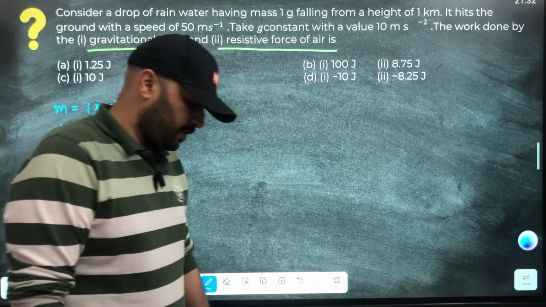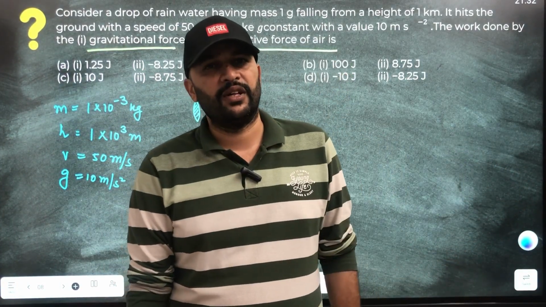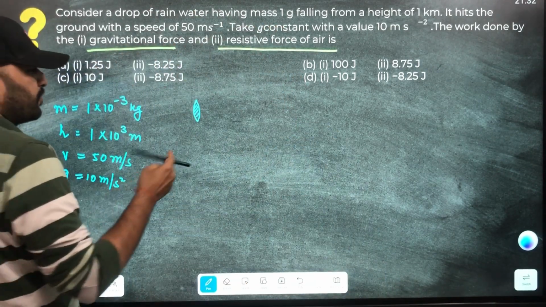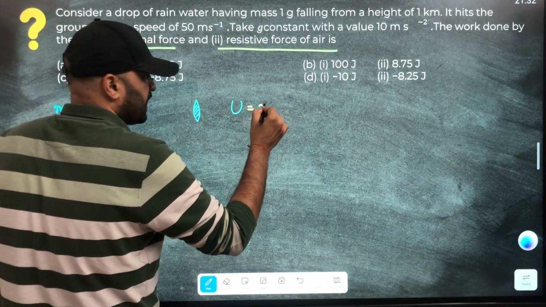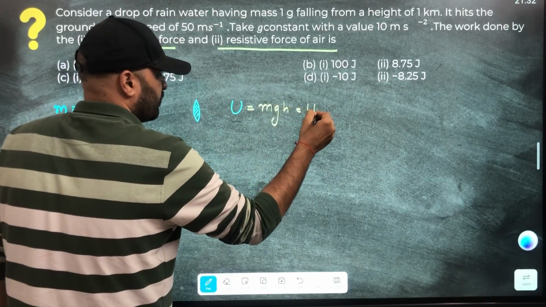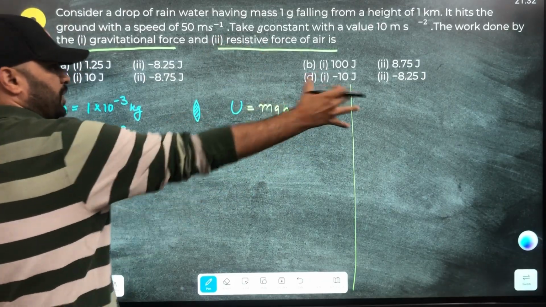Now, let me remind you, because these lectures are revision, you have already done the gravitation chapter. From the gravitation chapter, what you have learned is that the work done by the gravitational force is the potential energy stored in this drop, and that will be mgh. Let me write here, it is work done by gravity, Wg. Because we have to do the second part also, we'll do that side.